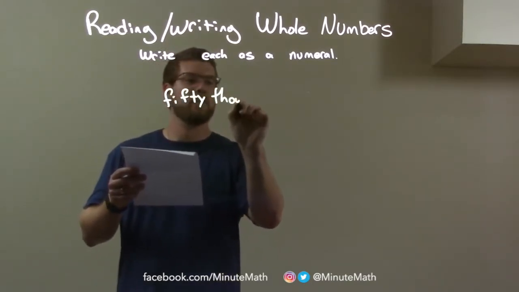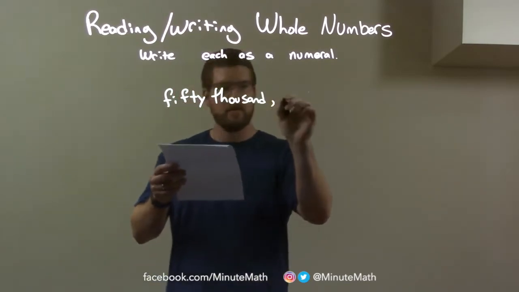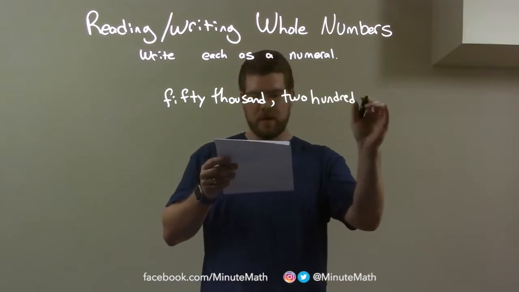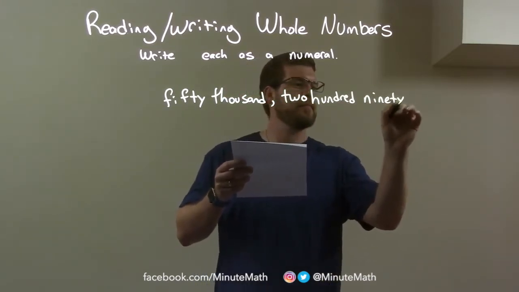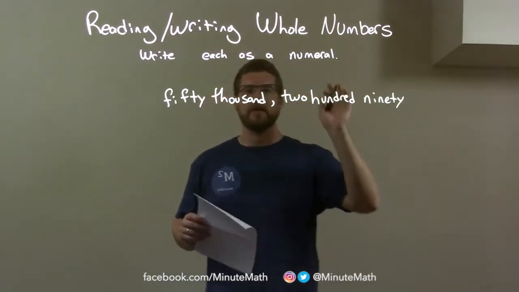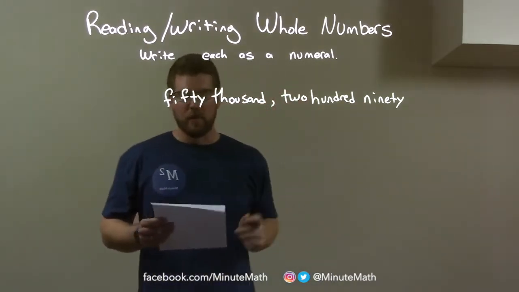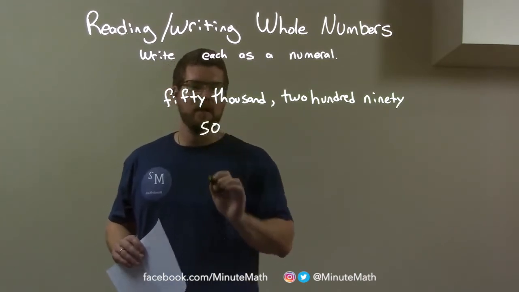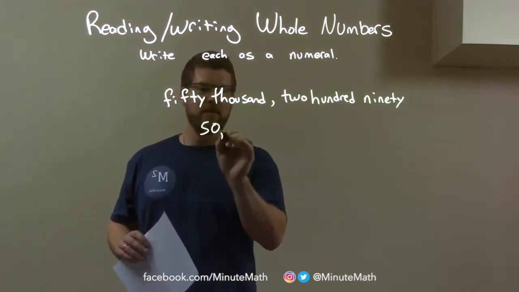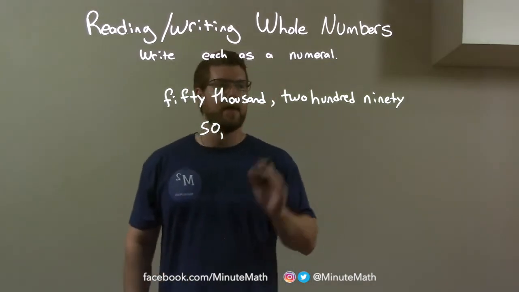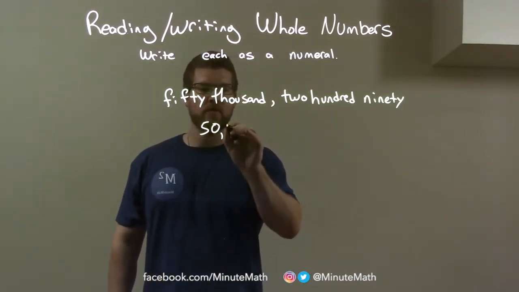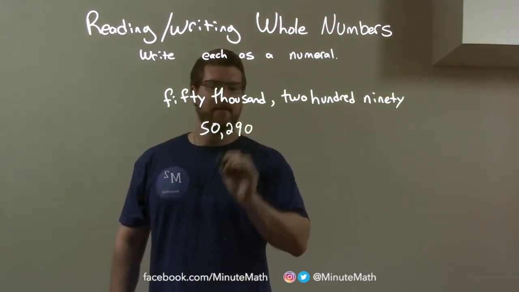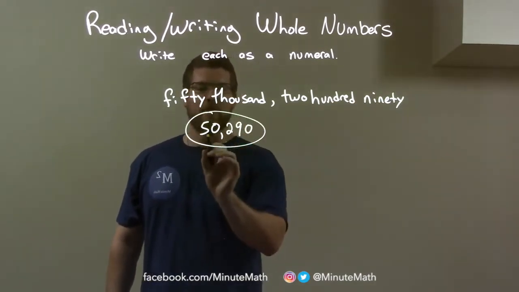50,290. First 50,000, so 50 in the thousands place. That's 50,000 with three spaces afterwards. But then we have 200, so the 2 is in the hundreds place. Then the 90 is right after that, so we have 90 right here. And there we go.